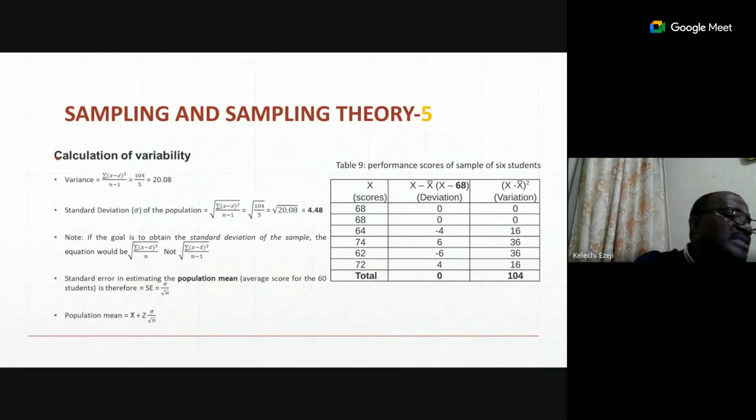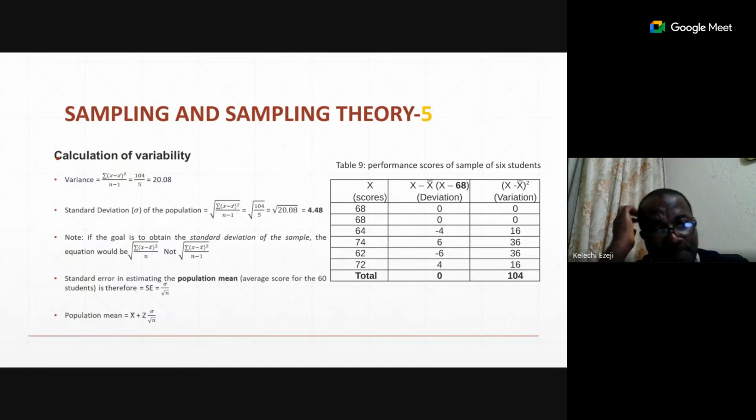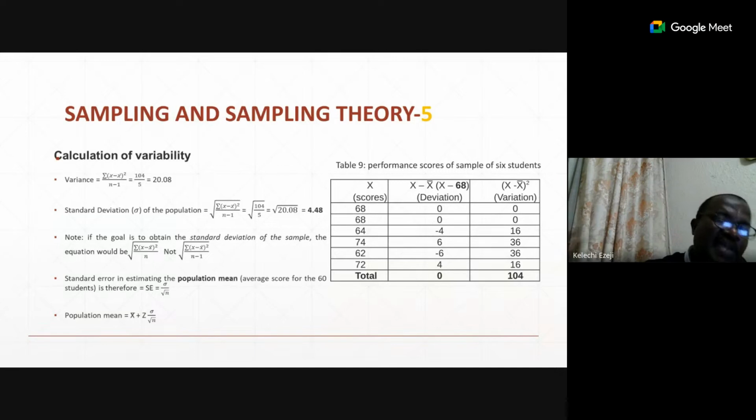Calculation of population variability. If we take a record of the performance scores, for example, we take a random sample of six from 60 students, as we mentioned earlier, and the goal is to use the sample of six to estimate parameters of the population of 60. In this case, the population mean. In other words, that's the parameter we're looking for. But we use the statistics that we get from the sample of six to establish what is the mean score for that entire class. So we see from our calculation that these six have a mean score of 68.